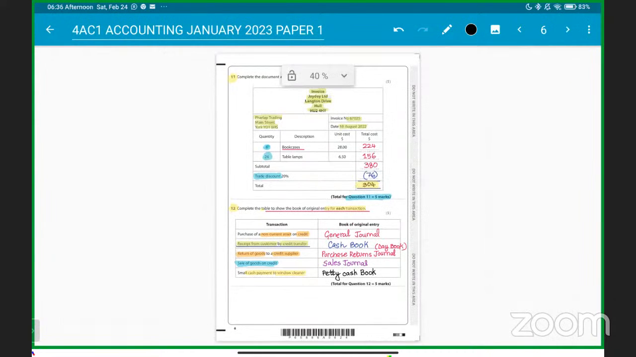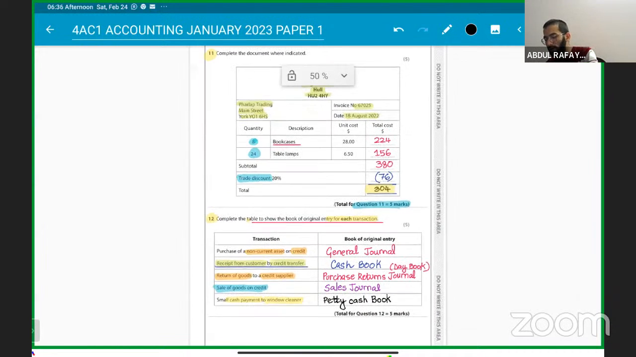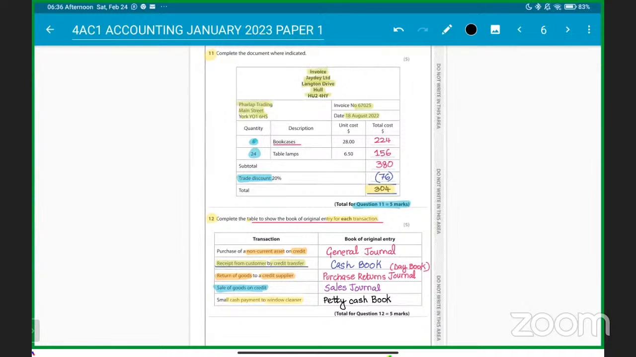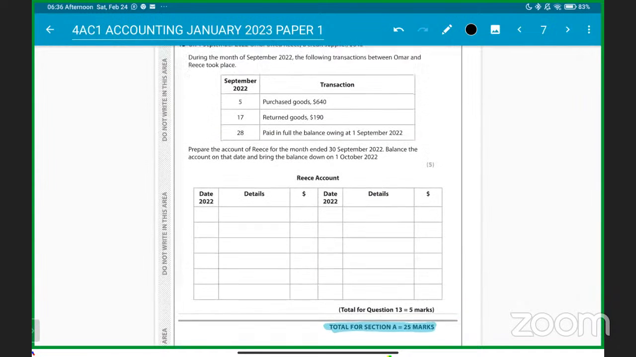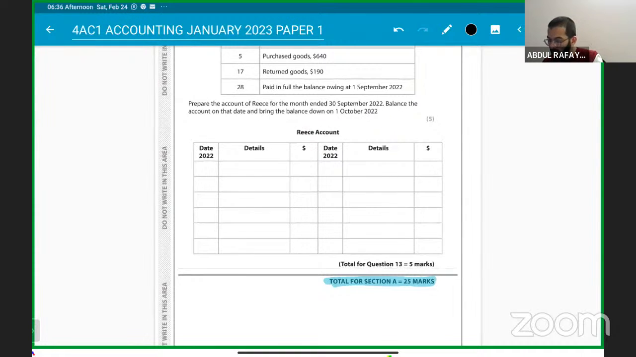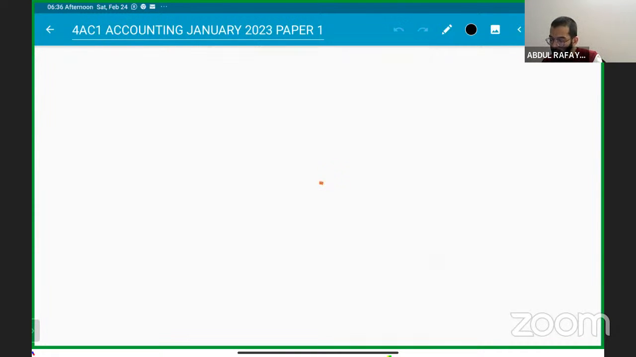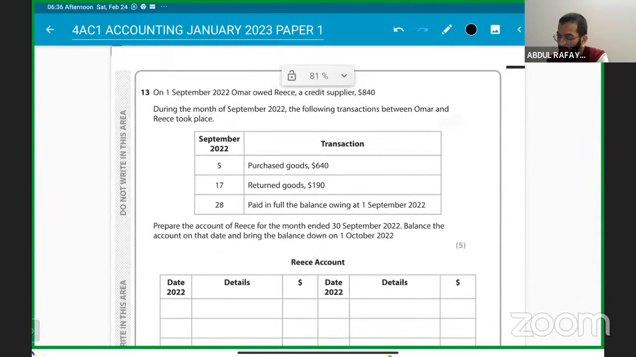So we have solved question number 12 as well. I would like you to take a screenshot and try to memorize and remember it. Understood? Getting it clear with me? Sure about it? No problem. No confusions. Moving forward, we have question number 13, which is also part of section A for 5 marks. In order to get the complete 20 marks, we need to do this. So let's try to do question number 13 as well.